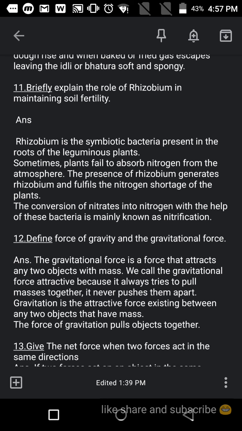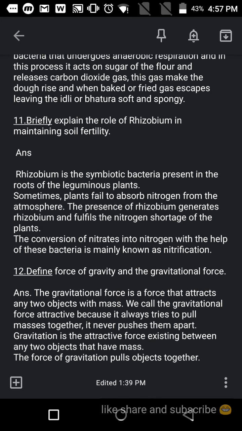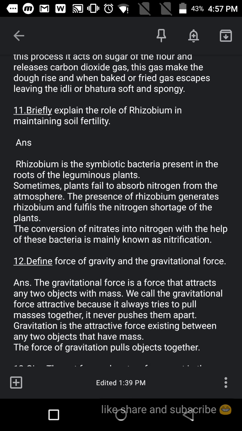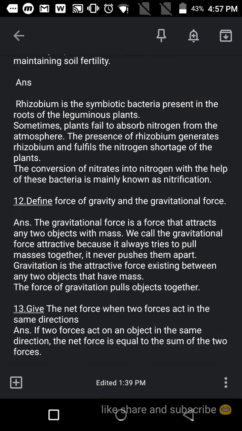Question number 11. Briefly explain the role of rhizobium in maintaining soil fertility. Answer. Rhizobium is the symbiotic bacteria present in the roots of leguminous plants. The examples of leguminous plants are chana, chole, and so on. Sometimes plants fail to absorb nitrogen from atmosphere. The presence of rhizobium fulfills nitrogen shortage in plants. The conversion of nitrates into nitrogen with the help of these bacteria is mainly known as nitrification.